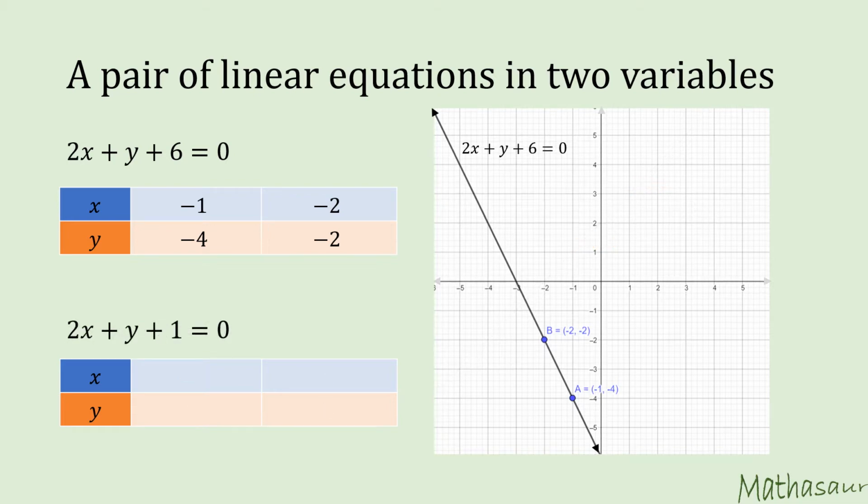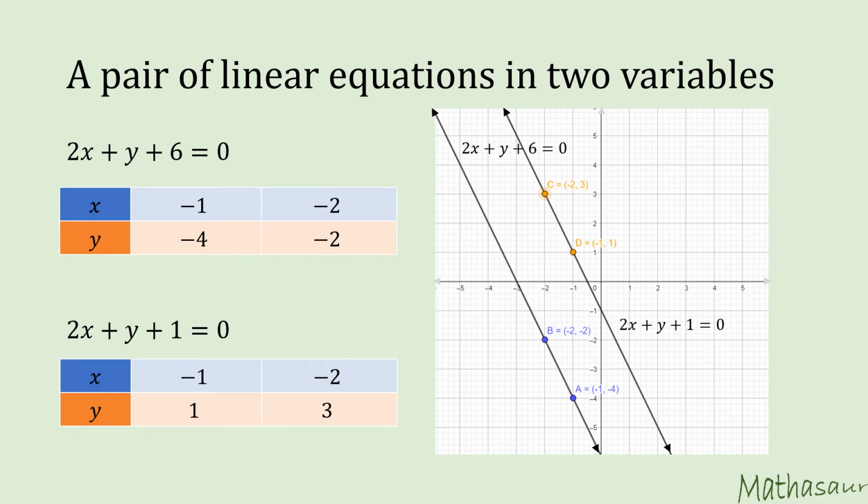Let us take another line. Let us take 2x plus y plus 1 equals 0. Once again, let us put values for x and find corresponding values for y. And plot these points. This time, we see that the pair of linear equations are parallel to each other, or the two straight lines are parallel to each other.